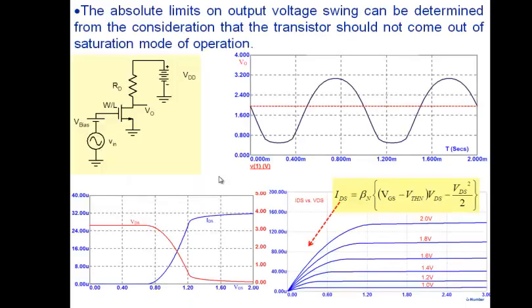So this particular diagram shows how output voltage changes with input voltage. As you increase the input voltage to larger and larger, you can see our output voltage becomes smaller and smaller, and it's entering into triode region here. This waveform that you see here shows VDS as a function of VGS.